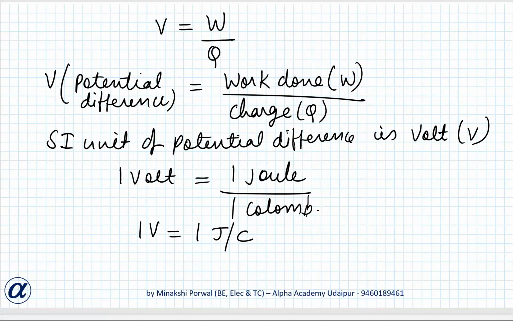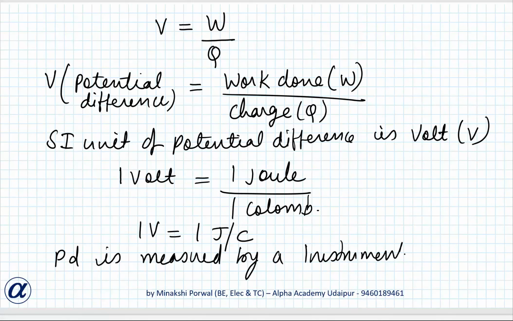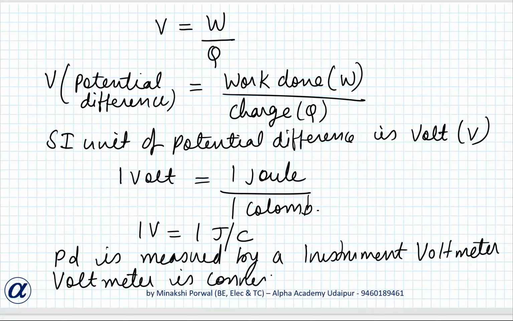Potential difference is measured by an instrument. What is the name of the instrument? Does anybody know what instrument is used to measure potential difference between 2 points? Voltmeter. So how is a voltmeter connected in a circuit? Parallel. Voltmeter is connected in parallel.